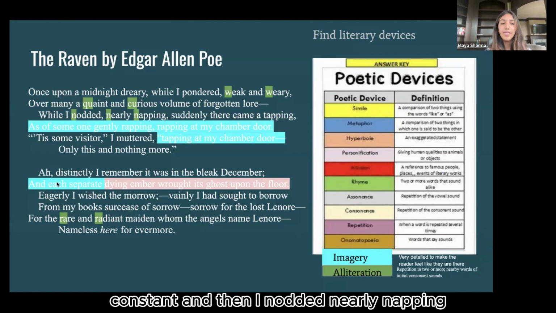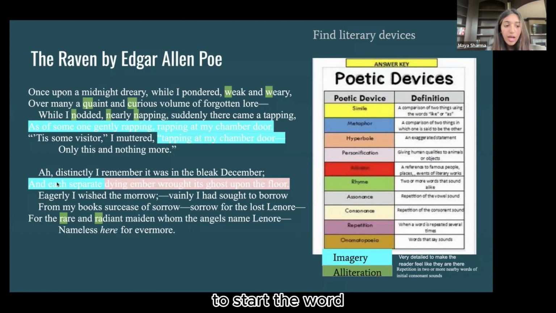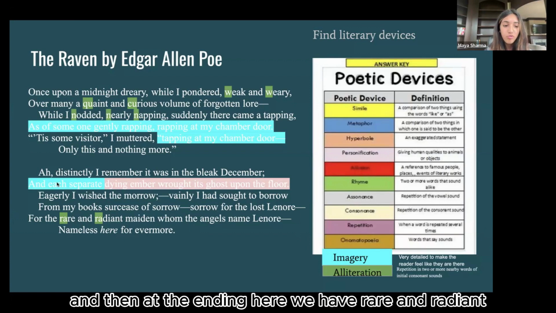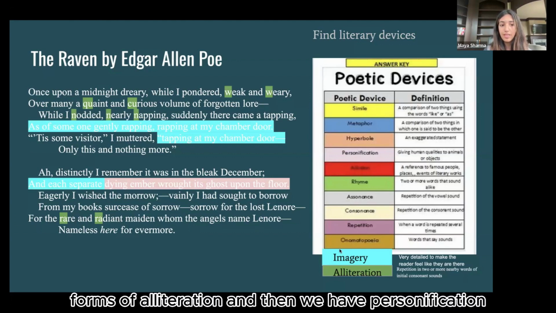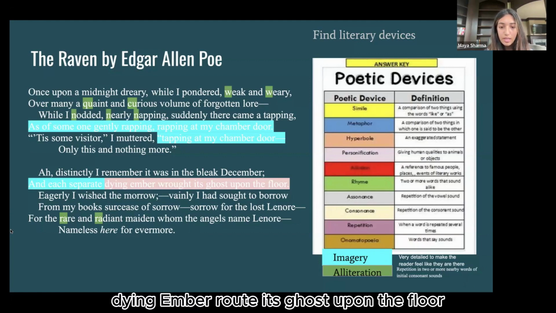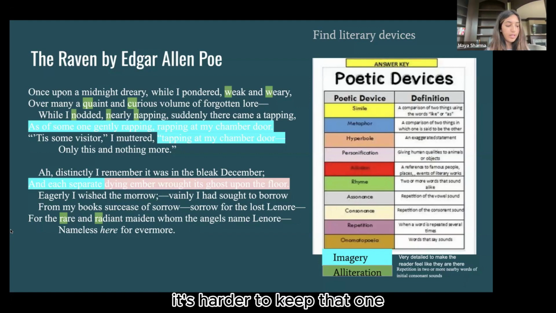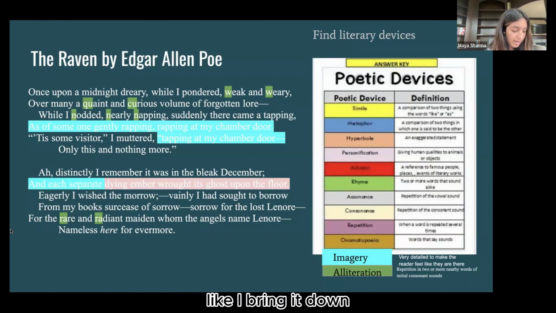And then I nodded, nearly napping. They all have the beginning of an N to start the word. And then at the ending here, we have rare and radiant. So there's a word separating those two, but they're both considered to be forms of alliteration. And then we have personification, and it's one line. Dying ember wrought its ghost upon the floor. It's harder to perceive that one, but it is considered personification, like I've written down.